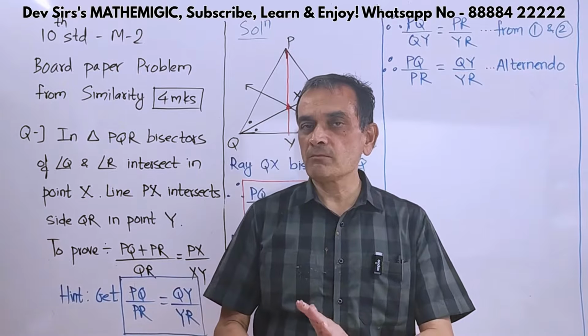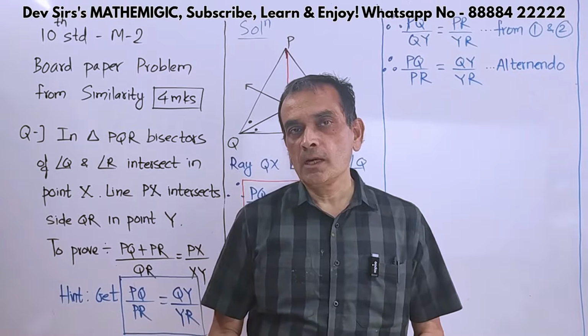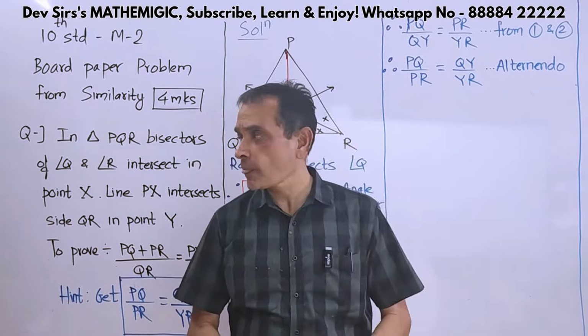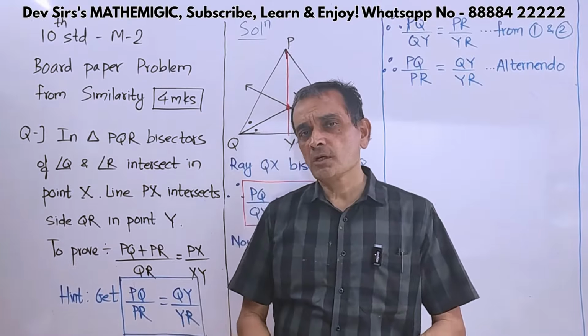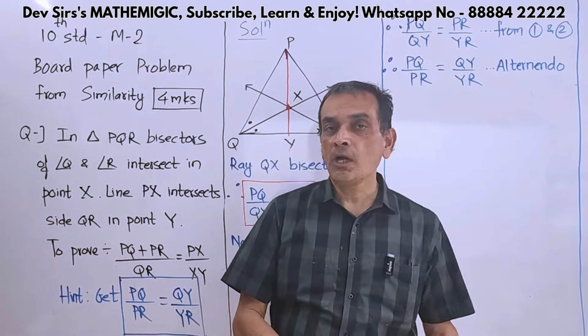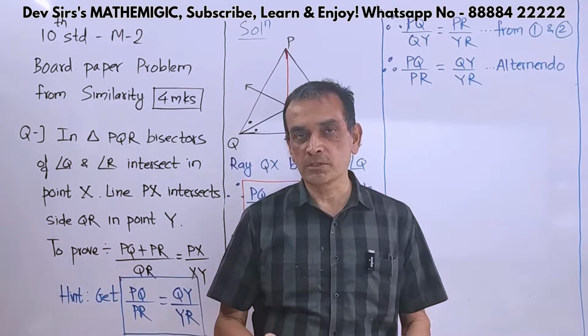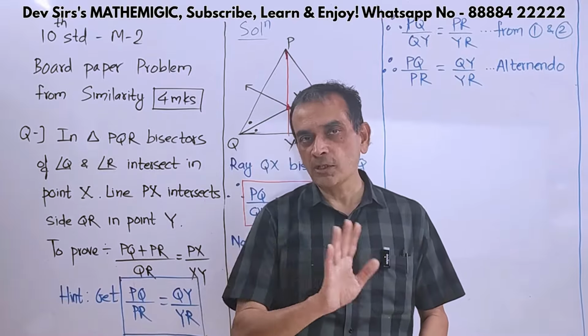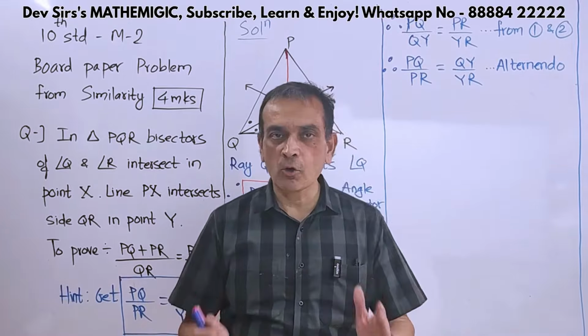So let's do some important revision. I'm taking a board paper problem from Similarity, 4 marks, in which you have to use angle bisector property, componendo, and see how to adjust certain terms. सबका revision हो जाएगा इसमें, okay? Revision of all the properties. So let's straight away go to the problem.